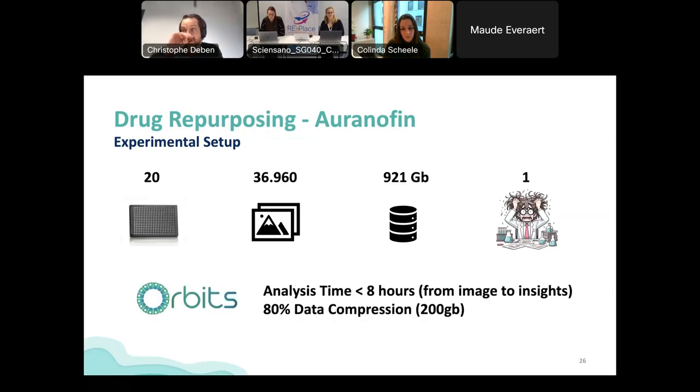And it took us quite some time to really get this pipeline fully automated. And now, this is an old presentation, so all this data and all the analysis, from images to plots, can be done, I think, in less than 3 hours. So it's really very automated, very time saving. And we also do data compression up to 80%, so we also save in data costs.